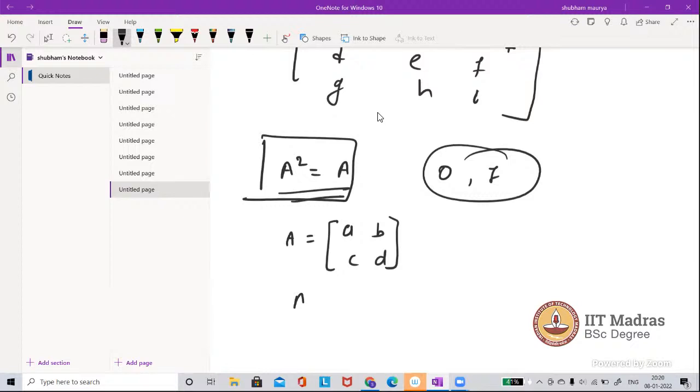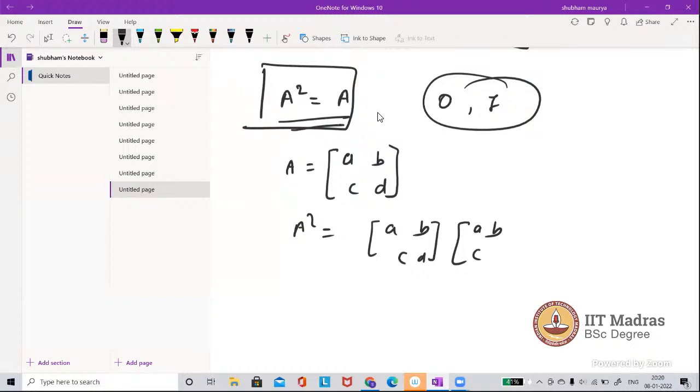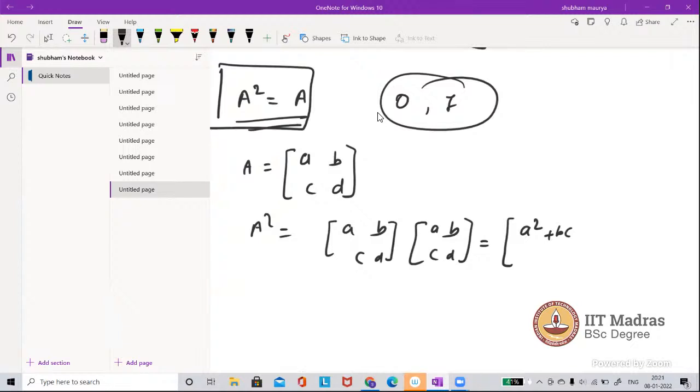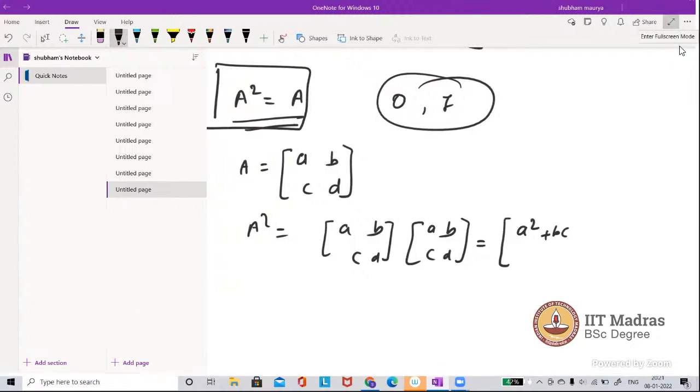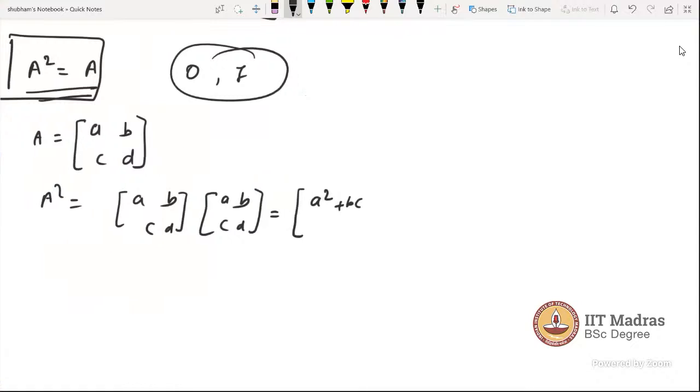So let's multiply to get A square, multiplying A, B, C, D with itself, and you will get here A square plus BC, and the second one will be AB plus BD, and this will be AC plus CD, and this will be BC plus D square. If I made a mistake somewhere in the calculation, please stop me.